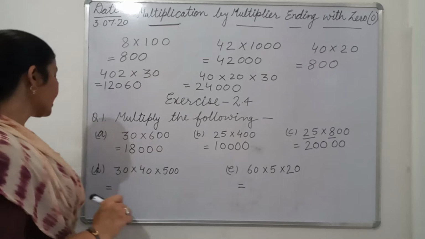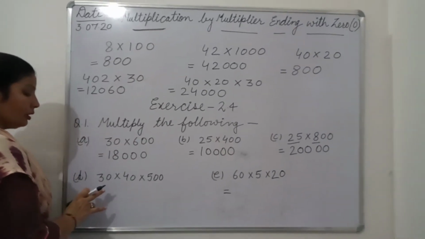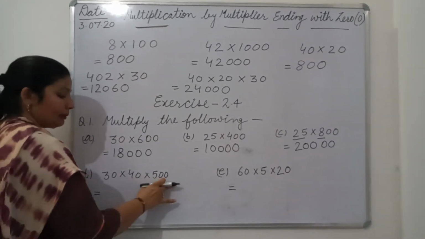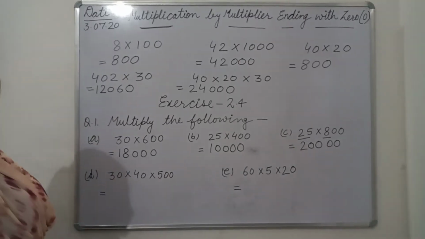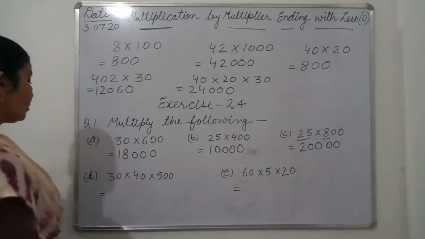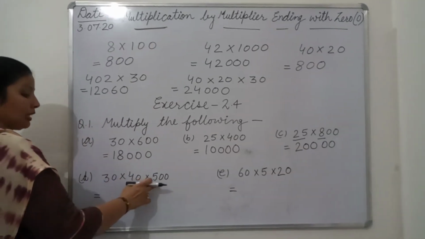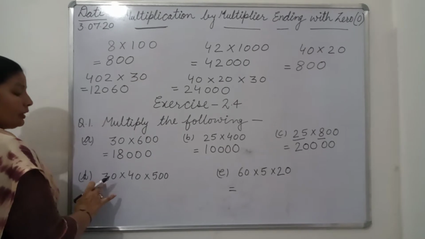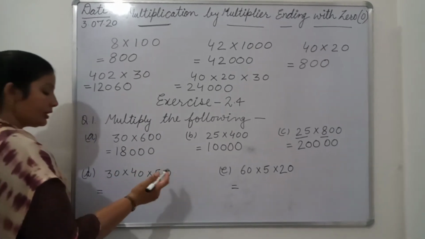Okay. Next, part D, 30 multiplied by 40 multiplied by 500. So there are 3 numbers. First of all we should take the non-zero digits. The non-zero digits are 3, 4, 5. So we should multiply them. 3 fours are 12. 12 fives are 60.